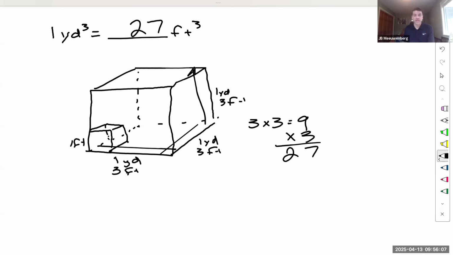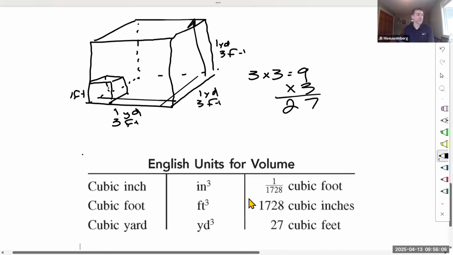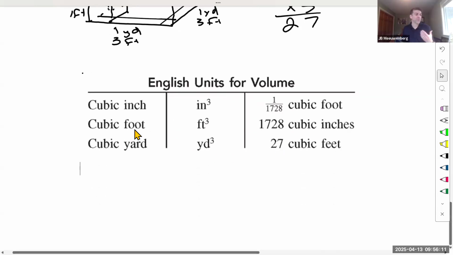And here's a little chart that summarizes that information that we just went through. Again, a cubic foot is 1,728 cubic inches, and a cubic yard is 27 cubic feet.